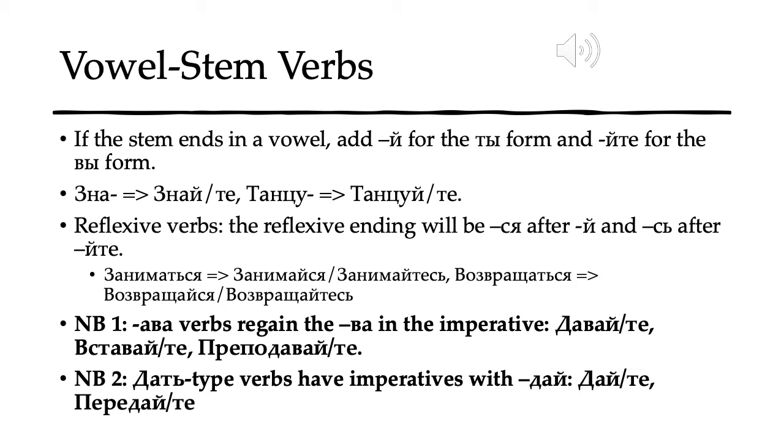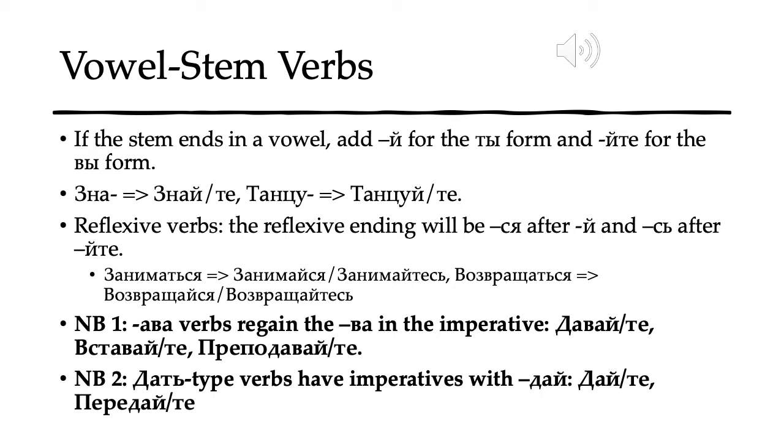If the stem ends in a vowel, and that vowel can be а, у, or я, the rule is the same. In any case, we're going to add и краткое to the vowel for the ты form of the imperative, and и краткое те е to the vowel for the вы form. So let's look at some examples. Зна from знать becomes знай, знайте. Танцу from танцевать becomes танцуй, танцуйте.